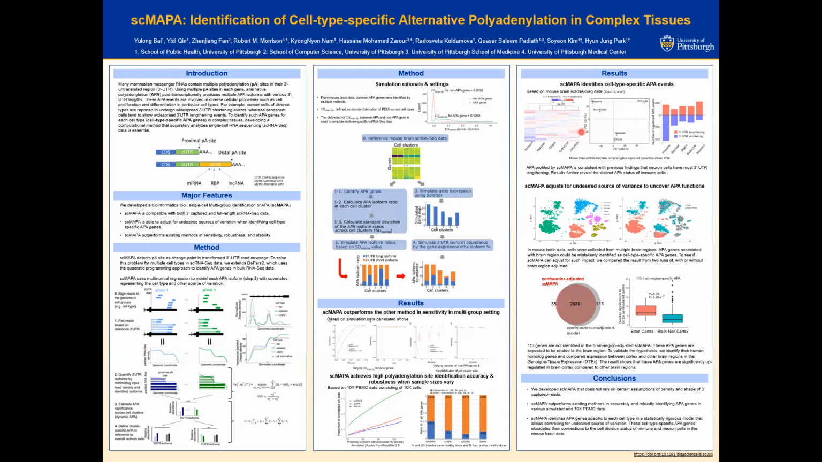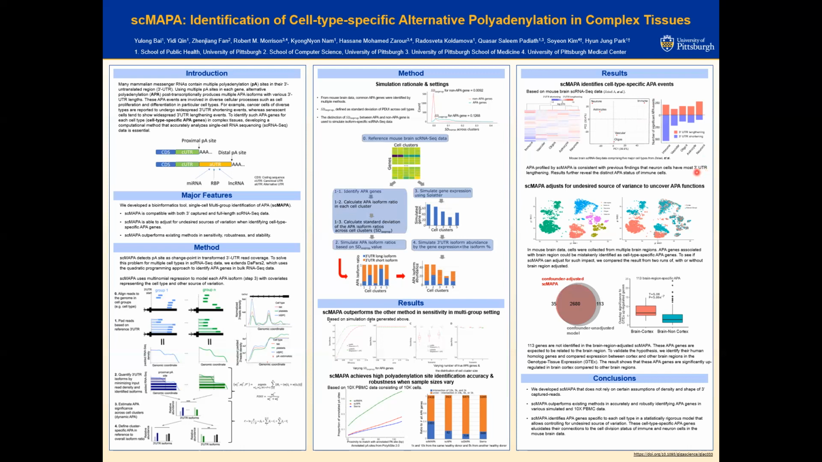Based on the estimated effect size, we calculated the Euclidean distance between the cell types and performed the PCA analysis. Both analyses support the previous findings that immune cells and neurons are the most different in terms of APA profile. We further revealed that immune cells are most different from all the other cell types. Next, using the same data, we demonstrated that scMAPA can adjust for undesired sources of variance to uncover APA functions.